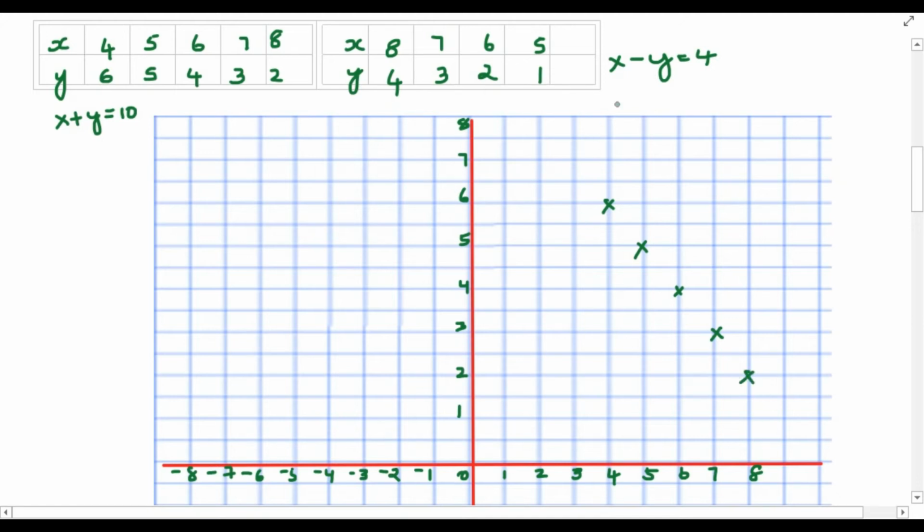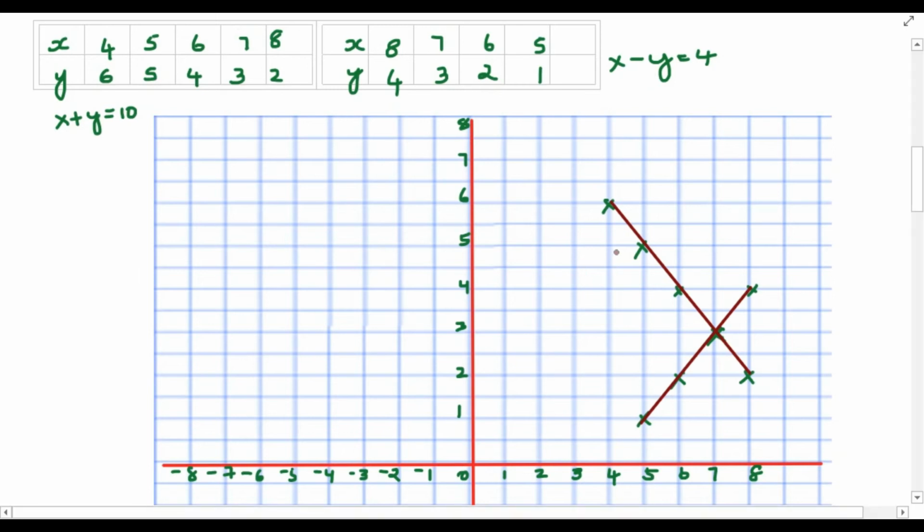Now next we will plot the points for the second equation. When x is 8, y is 4, so it will come here. Again when x is 7, y will be 3, so here only. Then when x is 6, y is 2. And when x is 5, y is 1. Now we will join these points so that we will get two lines.